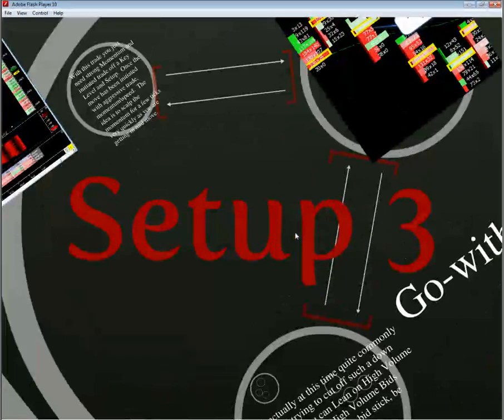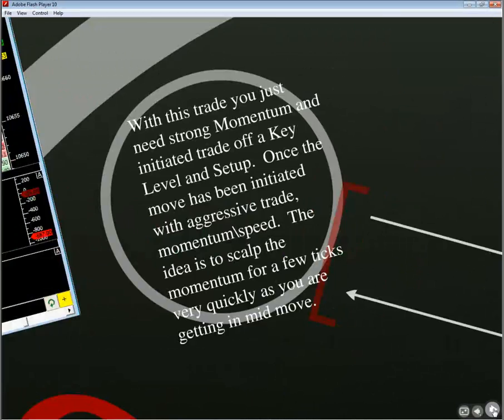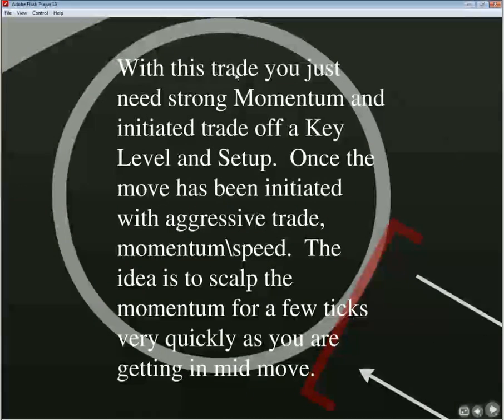Right, so setup 3, the go-with-momentum trade. You're just going with momentum. With this trade, you need strong momentum and an initiated trade off a key level and a setup. Once a move has been initiated with aggressive trade, momentum and speed, you want to see the market driving quite quickly off this level. The idea is to scalp the momentum for a few ticks very quickly. You can take a few ticks, maybe stop at break even, and then hold the rest.